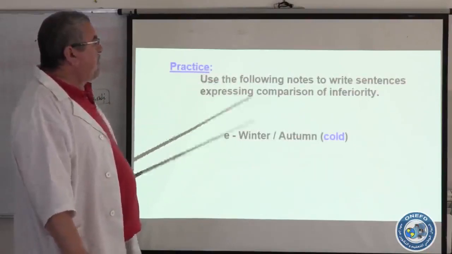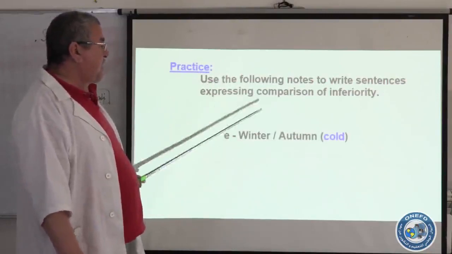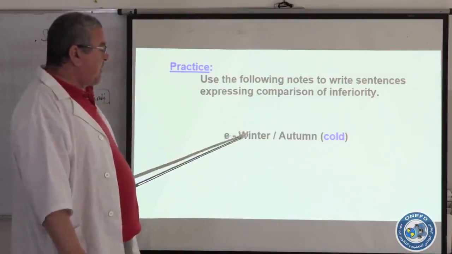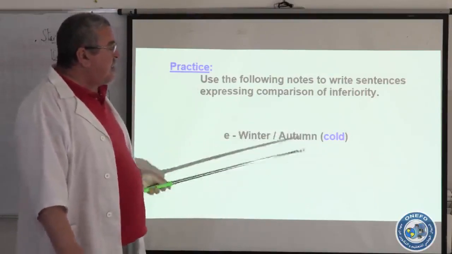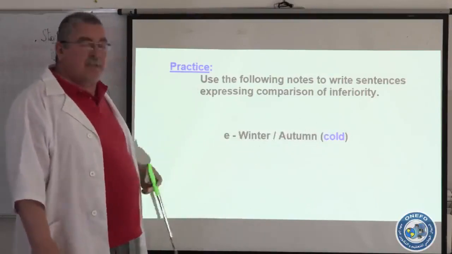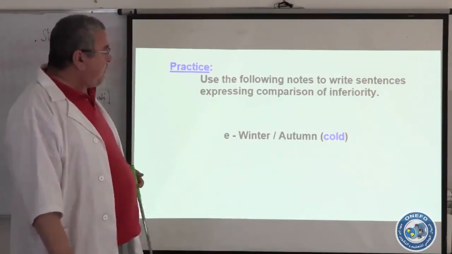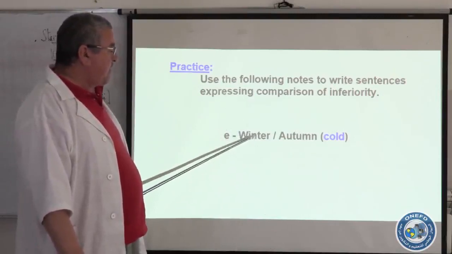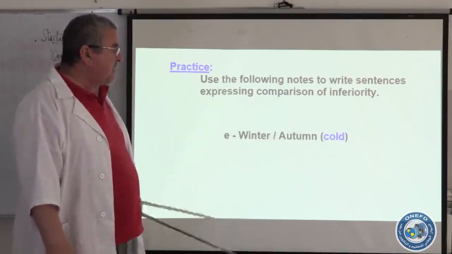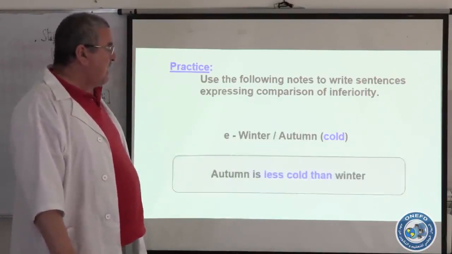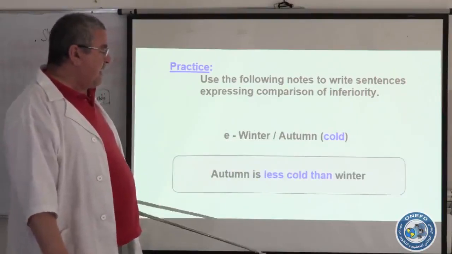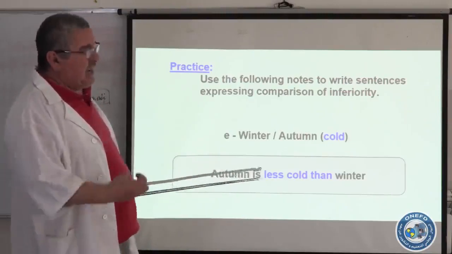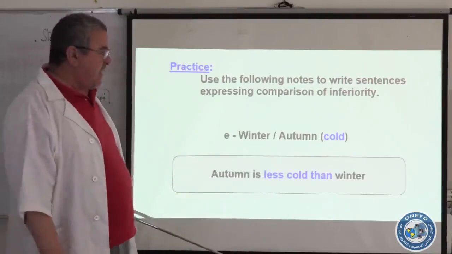Now, use the following notes to write sentences expressing the comparison of inferiority. The last sentence: winter, autumn, cold. We are talking about temperature here. The two elements we are comparing are the seasons of winter and autumn. Which one is less cold than the other? It is autumn. Now, we all know that autumn is less cold than winter.